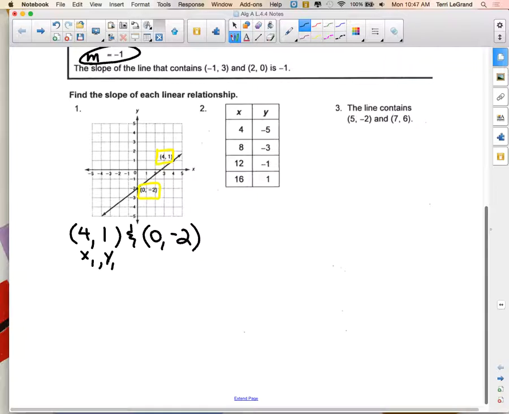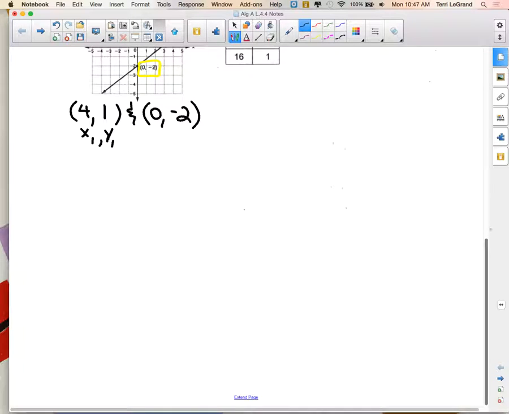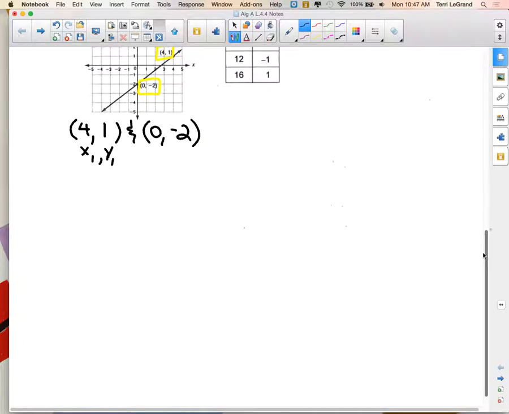Well, if I call 4 x sub 1, and the 1 that goes with it y sub 1, what do you suppose we're going to call 0 in the next ordered pair? What's its title going to be? X sub 2. And the -2 is going to be what? Y sub 2, yeah. Okay.